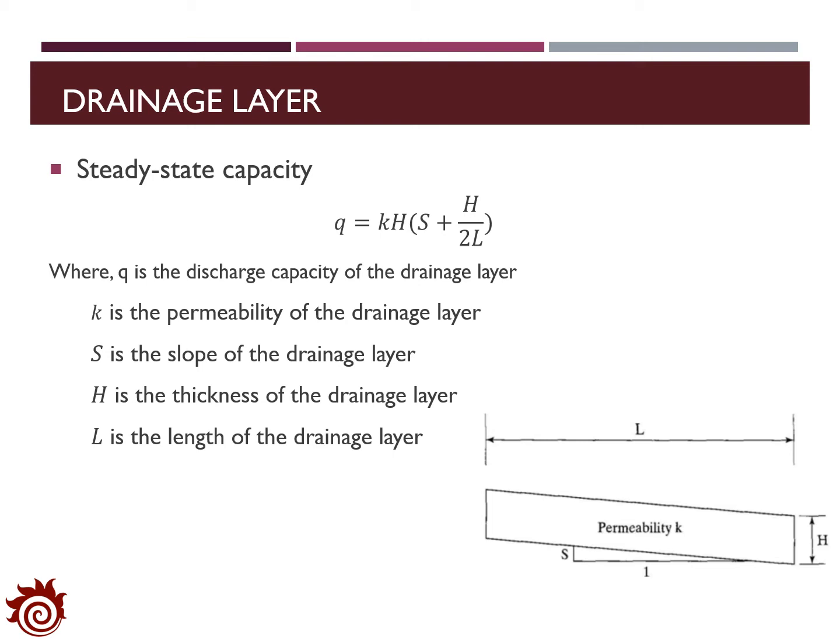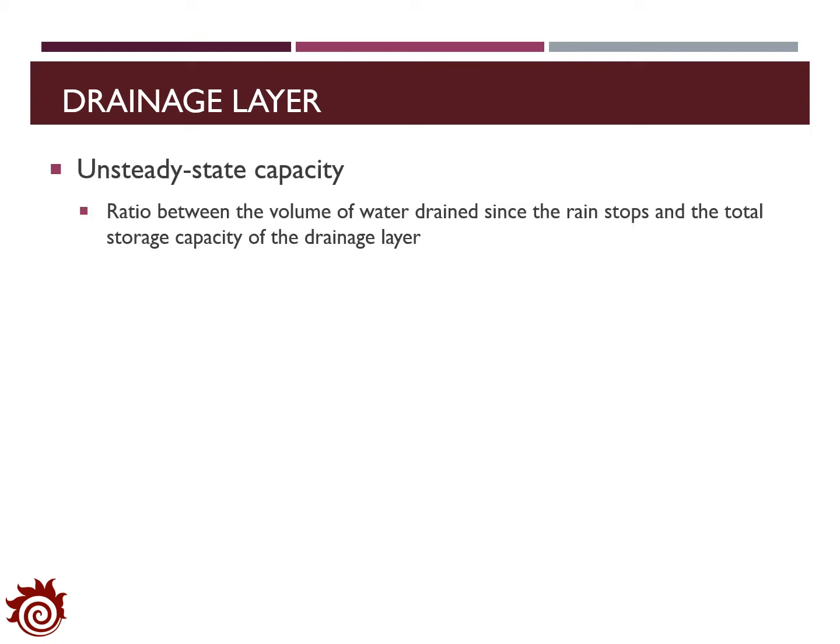The steady state capacity of the drainage layer can be estimated by the equation here. In this equation, Q is the discharge capacity of the drainage layer. Q equals K times H times S plus H over 2L. Here, K is the permeability of the drainage layer, S is the slope, capital H is the thickness, and L is the length of the drainage layer. The unsteady state capacity of drainage layer is defined as the degree of the drainage. Usually it's measured as the ratio between the volume of the water drained since the rain stops and the total storage capacity of the drainage layer.